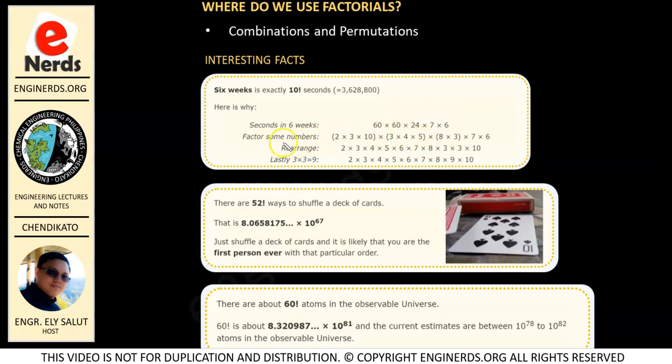And then we can factor some numbers in here, and then rearrange it, and lastly, you will have 3 times 3 here will be equal to 9. And as you can see the arrangement here, this is actually 10 factorial. So that means the number of seconds in 6 weeks is exactly equal to 10 factorial.